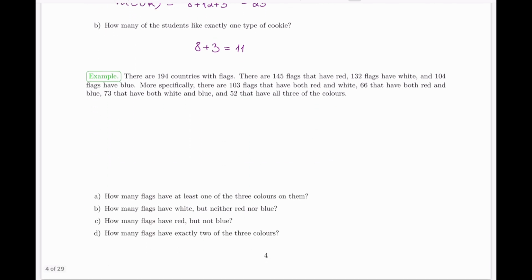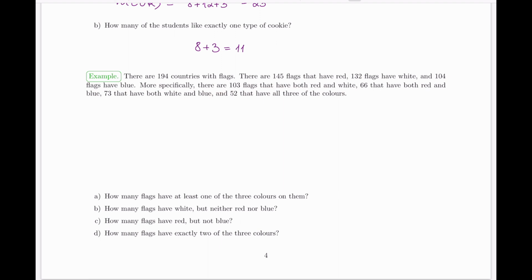This one is going to be a little bit bigger, and so we're going to have more regions to work with. There are 194 countries with flags. There are 145 flags that have red, 132 that have white, 104 that have blue. And then we're going to have more detail. There are, in fact, 103 flags that have both red and white, for example, the Canadian flag, 66 that have both red and blue, 73 that have both white and blue, and 52 that have all 3 colors.